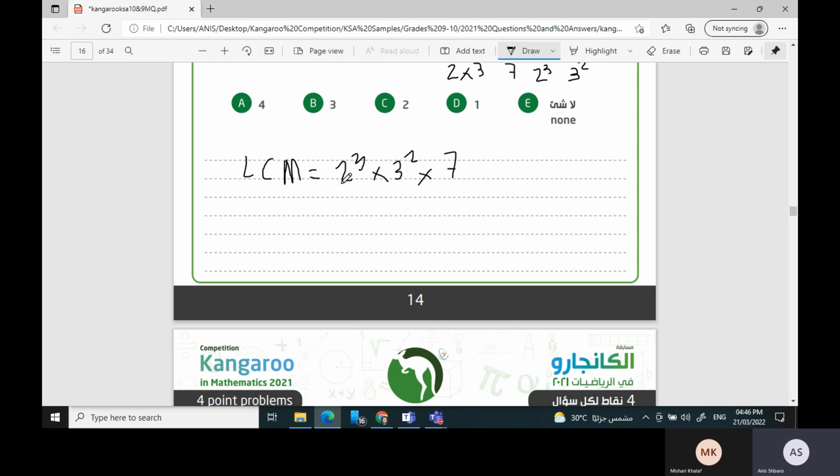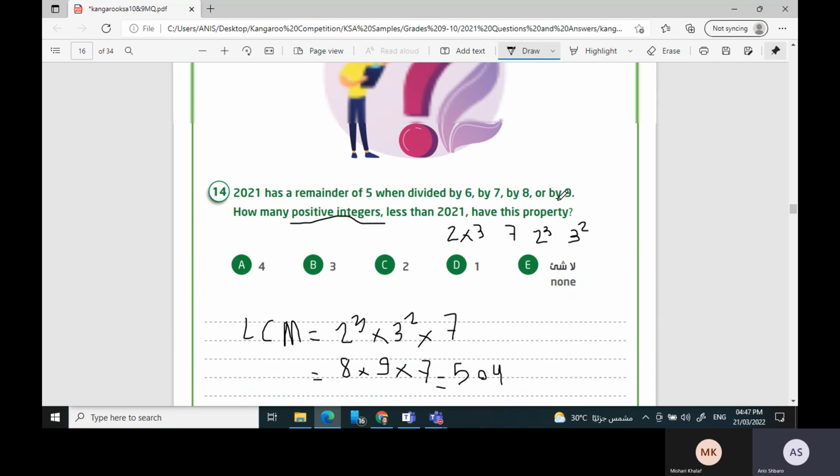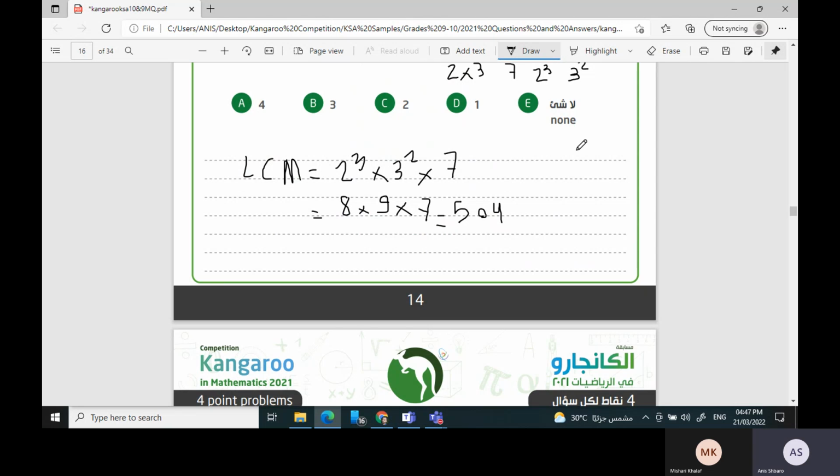Now, directly we are dealing with 8. 2 power 3 is 8. 3 power 2 is 9. And 7. So we skip the 6 because it's common. And if you multiply them, the answer will be 7 times 8, which is 56, times 9, which is 504. Okay, now the LCM of these numbers is 504.